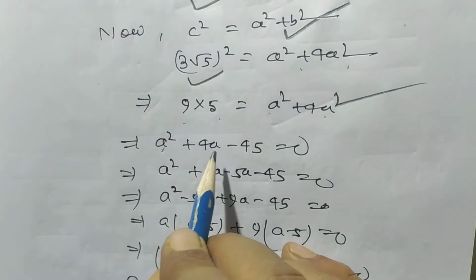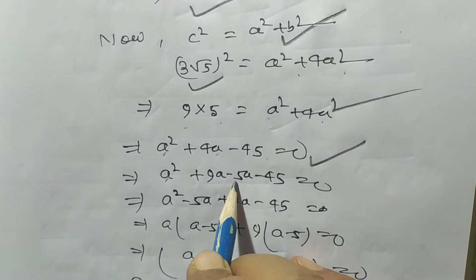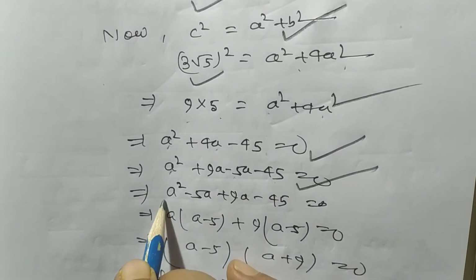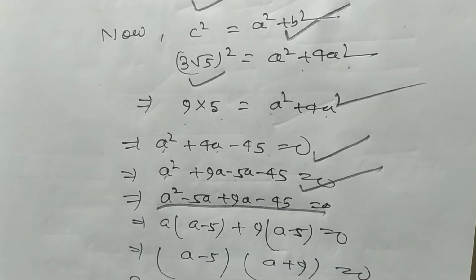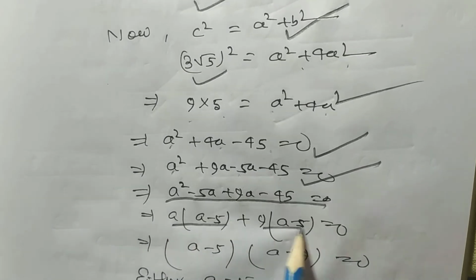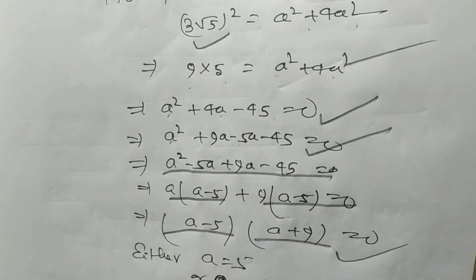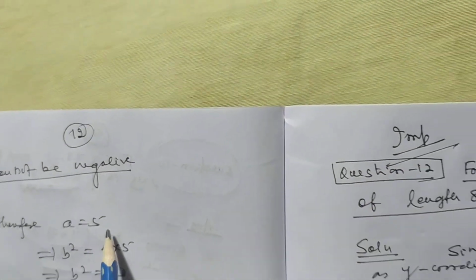So a square plus 4a minus 45 is equal to 0. A square plus 9a minus 5a minus 45 is equal to 0. After splitting the middle term, we have a square minus 5a plus 9a minus 45 is equal to 0. By taking common, a into a minus 5 plus 9 into a minus 5 is equal to 0. That is a minus 5 into a plus 9 is equal to 0. Either a is equal to 5 or a is equal to minus 9. A cannot be negative. Therefore, a is equal to 5.